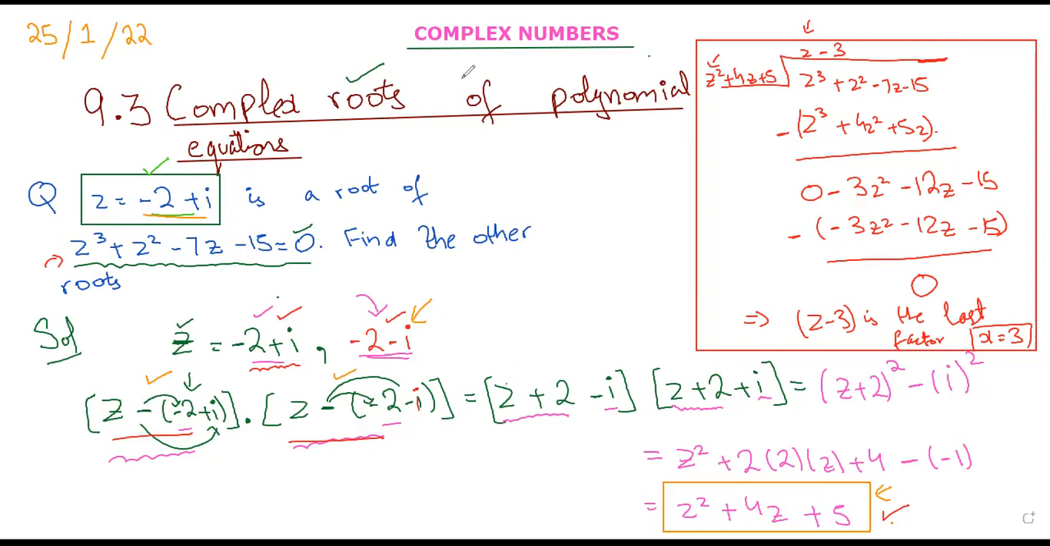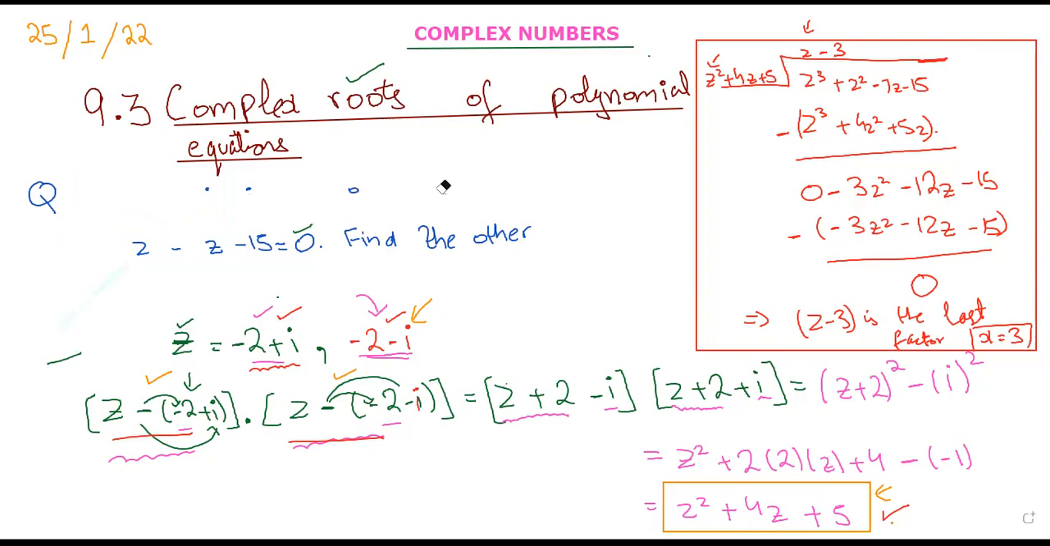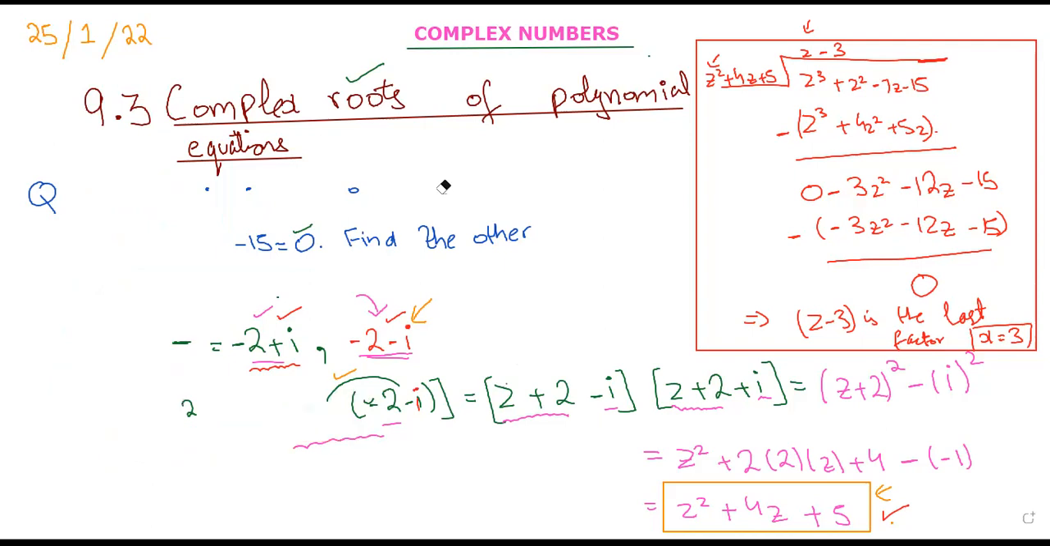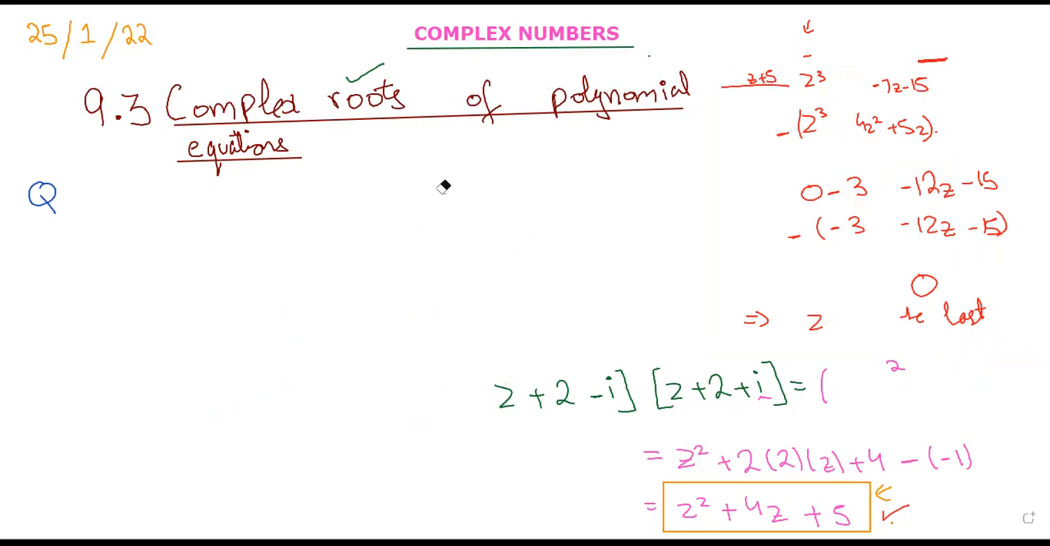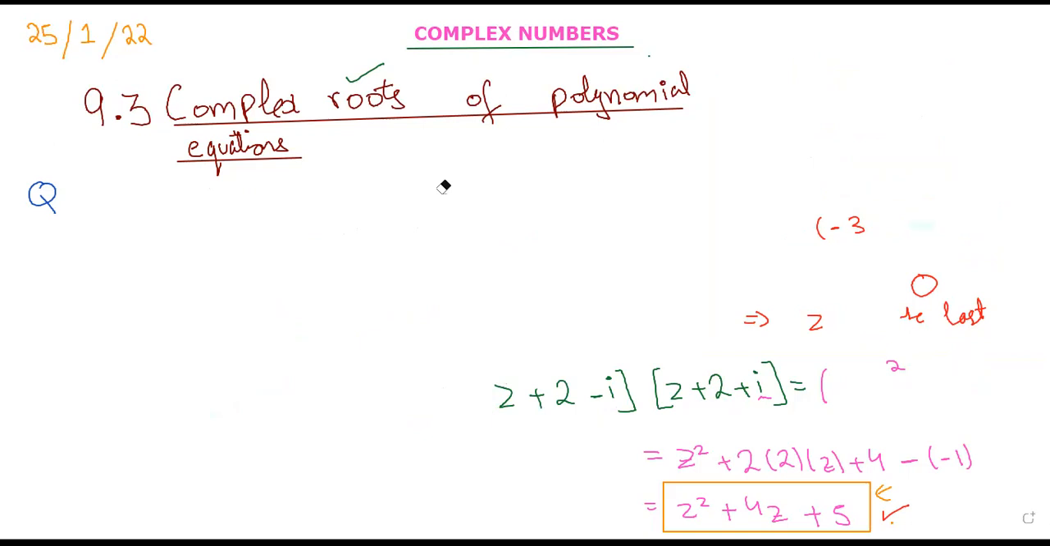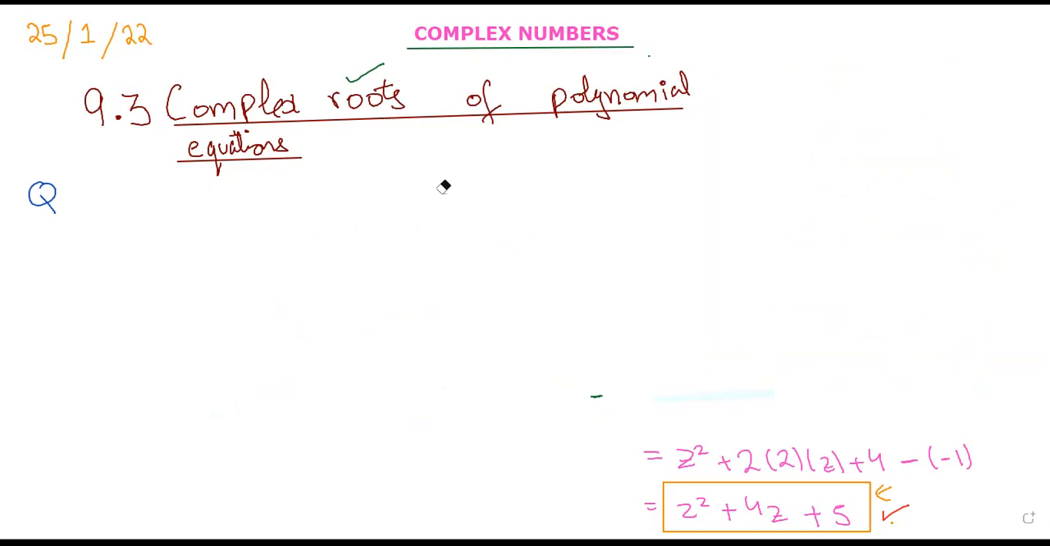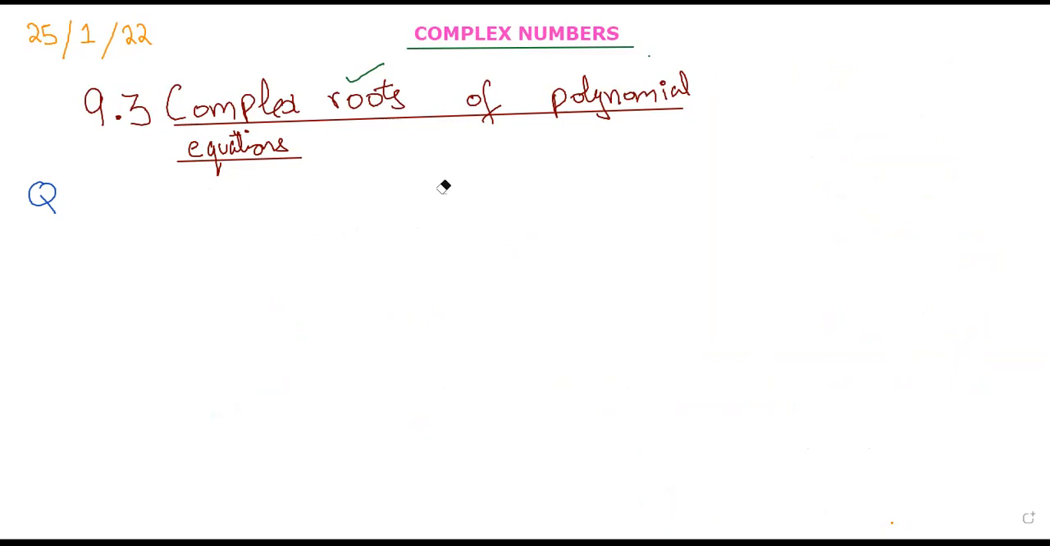All right, so let's say the polynomial is p of x equals x cube minus 10x square plus 34x minus 40.